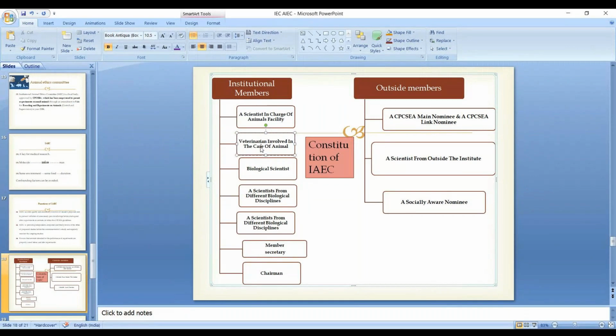The veterinarian will take care of all the factors related to the animals. He should be appointed in the institute and will be a member of the institute. Wherever there is an Animal Ethics Committee and an animal house, one veterinarian is appointed permanently.